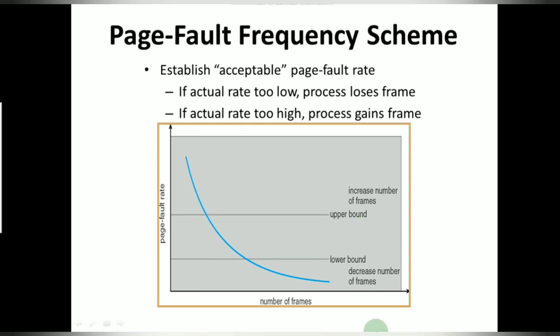That is where we fix an upper bound and a lower bound for the desired page fault rate. If the page fault rate falls below the lower bound, then frames can be removed from that process, and similarly, if the page fault rate exceeds the upper bound, then more frames could be allocated. So it is always ideal to remain in this particular region.